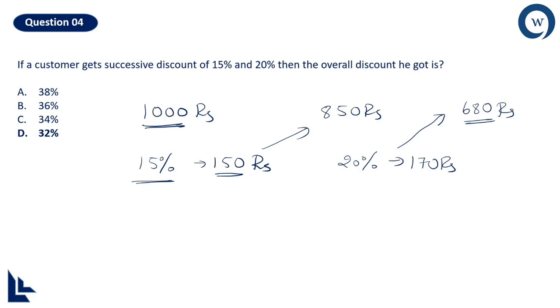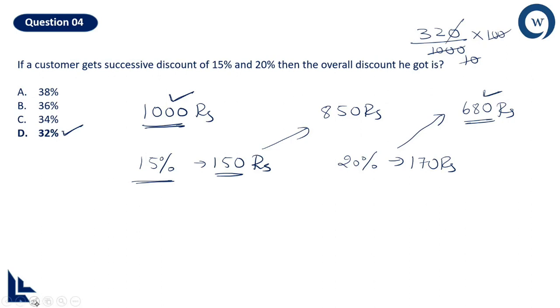Now compared to the initial price of 1000 rupees, this 680, how much less is it? 320 rupees less. And in terms of percentage, if you calculate, 10 times 32 is 320, so the answer is 32%. Now this is the conventional method of solving. See, you need to know the percentage concept to find out the answer to this.